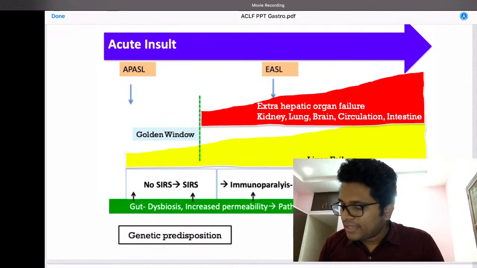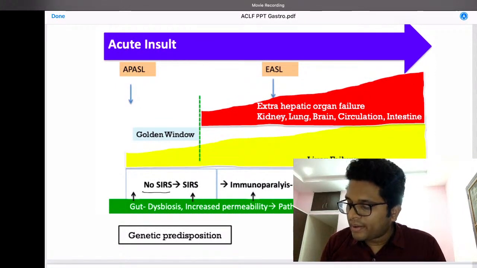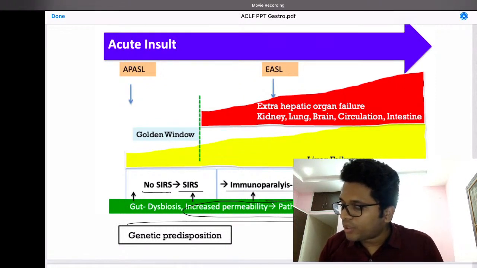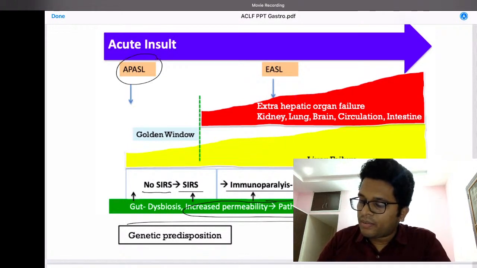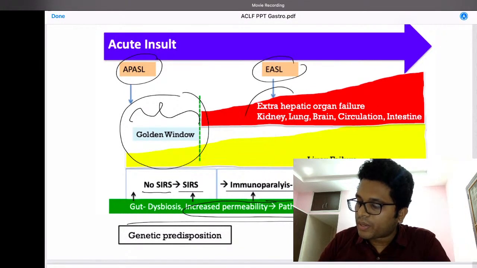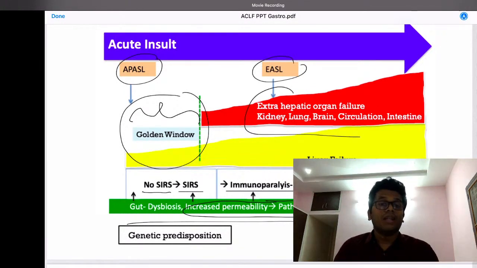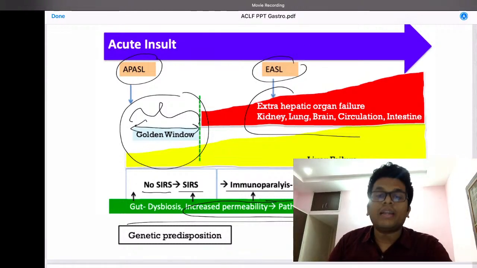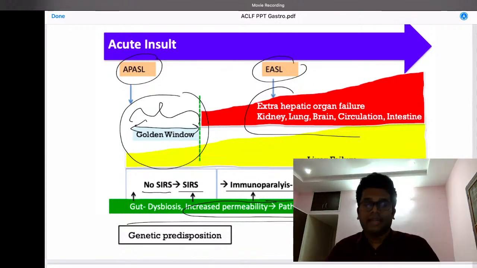Now, the natural history says initially there is no SIRS, they may go on to SIRS, then there is immune paralysis which causes increased permeability of the gut and gut translocation, leading to sepsis, and later can go on to shock. So, this is the progression. Okay. Now, according to APASL, we'll be able to pick the patient in a golden window period rather than EASL, which tries to pick up the patient once the extrahepatic organ failure sets in. So, it is in this golden period, this 1 week time, that we get to decide in what direction the patient goes, and what preventive measures we can take.